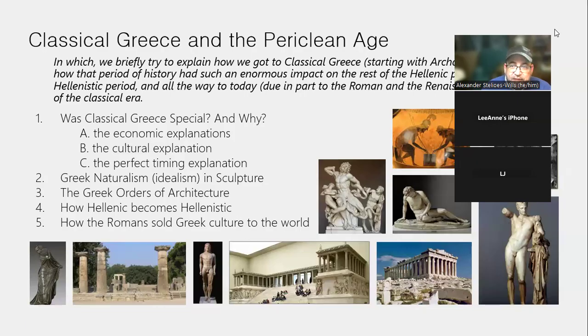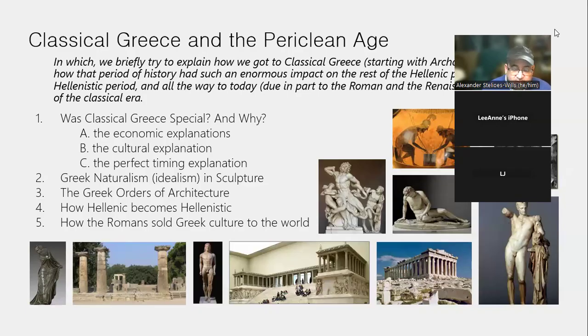But because of that, we have this very specific, very positive picture of Greece and of this moment in Greece: the classical period, which I sometimes refer to even more specifically as the Periclean age, this high point of Greek culture. Okay. But before we get too far in, we probably should talk about why Greek culture is considered special.